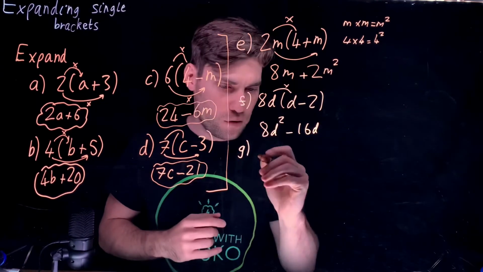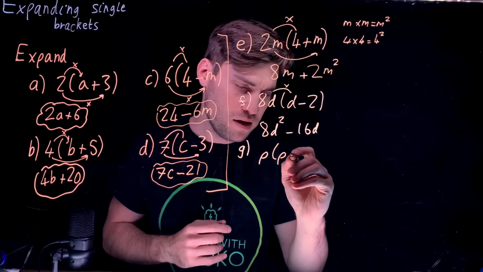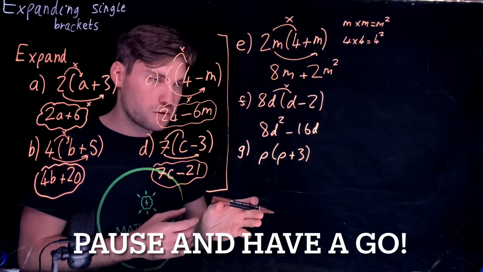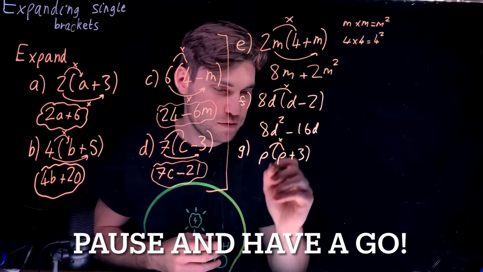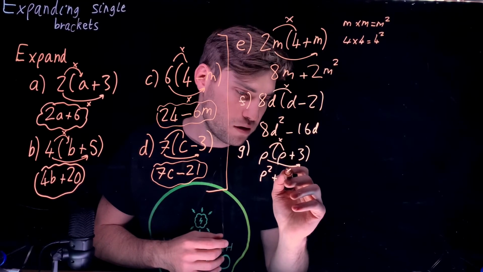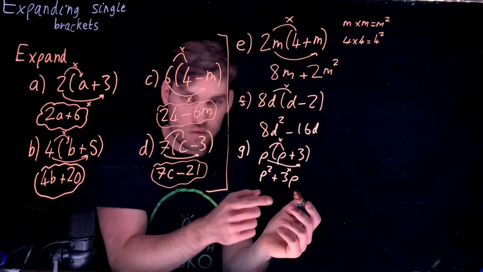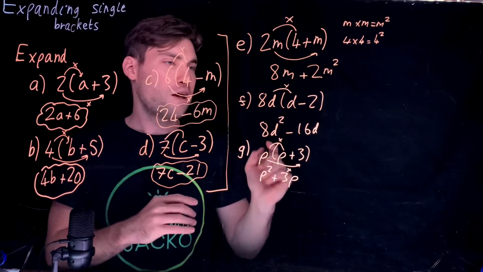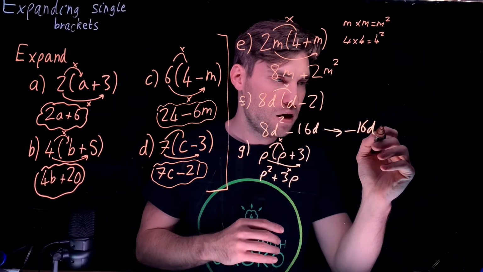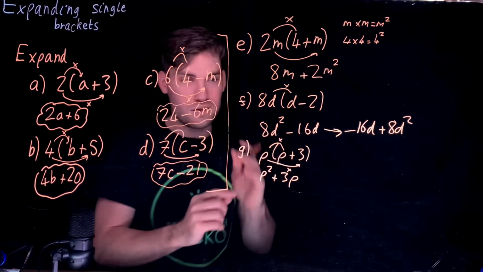Right. Let's do another one. So let's go to P brackets P plus 3. Have a go at that one. So pause it, make sure you have a go. Right, so P times P is P squared plus P times 3 equals 3P. Remember, you can write that the other way around as well. P squared plus 3P is the same as 3P plus P squared. Like this one, you could also rewrite this as minus 16D plus 8D squared, okay? Yeah, it's important that you understand the different ways you can write it.